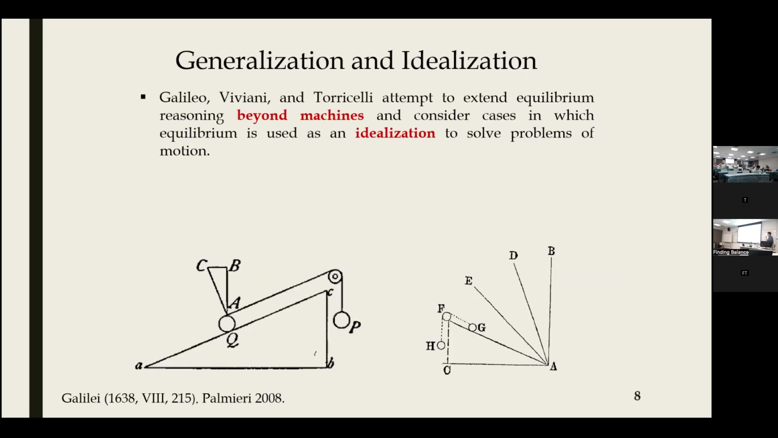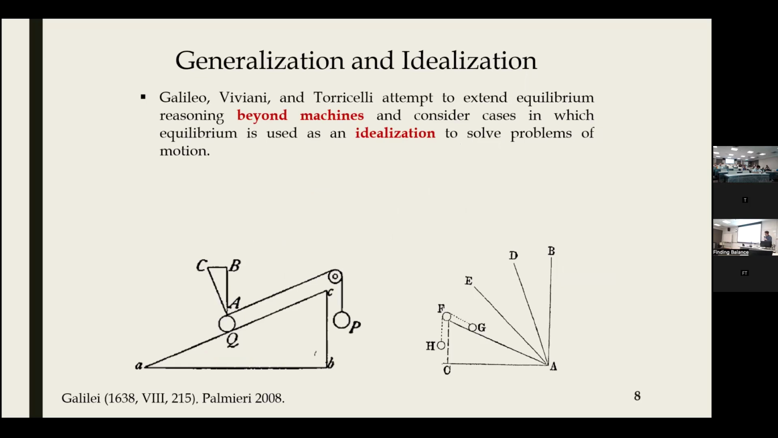You can see already with the so-called neo-Archimedeans, as Palmieri calls them, in the early modern age, attempts to extend the scope of equilibrium beyond statics in this more narrow sense. In some sense, you already see it in the ancients, but very explicitly with people like Galileo, Viviani, Torricelli, who attempt to extend equilibrium reasoning expressly beyond machines and statics, and use equilibrium as an idealization to solve problems that are not about statics, but really about kinematics, problems about motion.